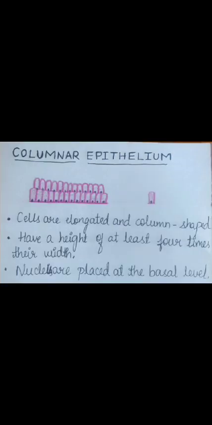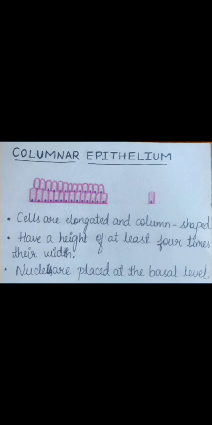Columnar epithelial cells are tall and rectangular, with a height greater than the width. The height is almost 4 times greater than the width. The main function is secretion and absorption, and they also possess microvilli or cilia. They are found in the digestive tract, respiratory tract and various glands.